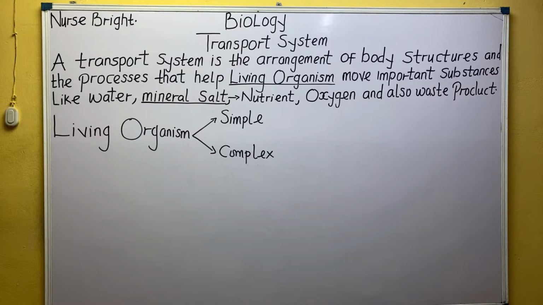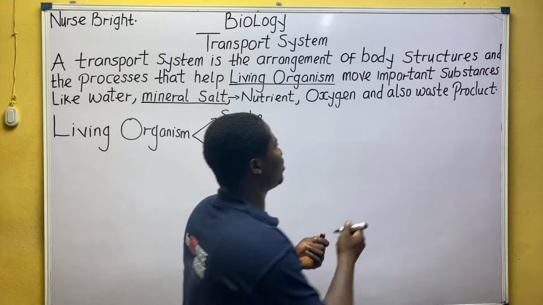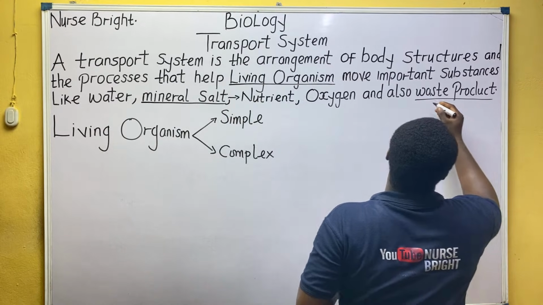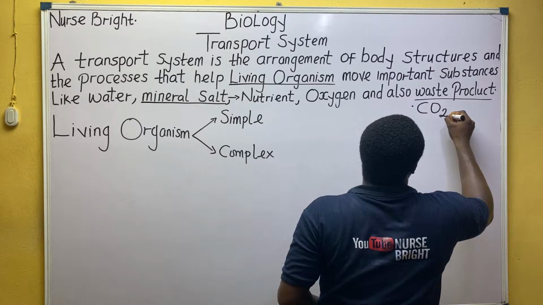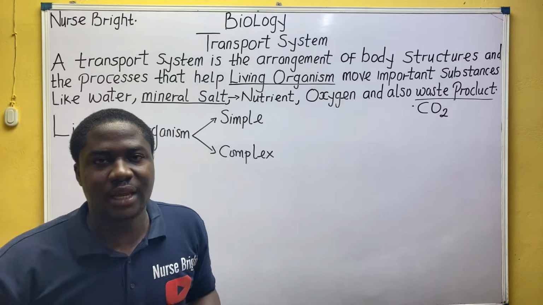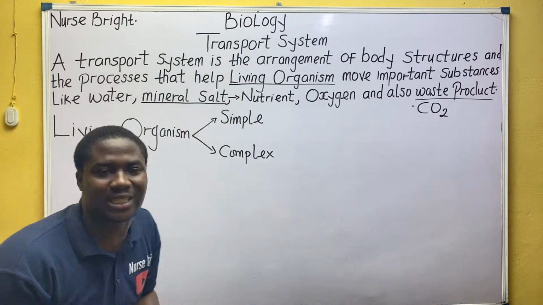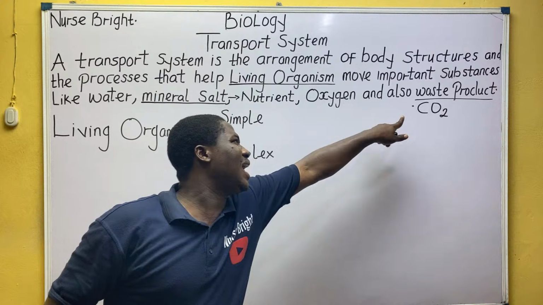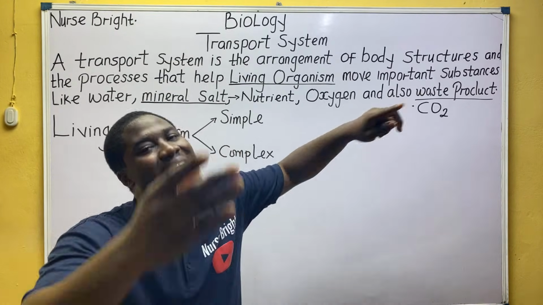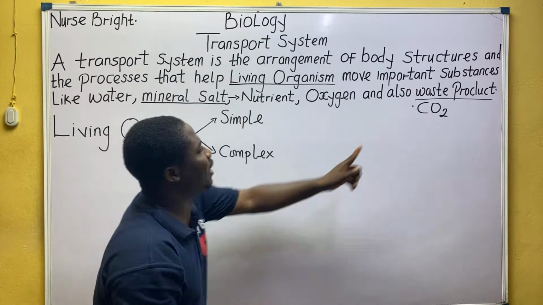Substances that are waste products in the body. Now, I'm being generalistic. Carbon dioxide is a waste product. We animals, whether simple or complex, don't need this. It is plants that need this for photosynthesis. Now what do we need, guys? We need oxygen instead of carbon dioxide.